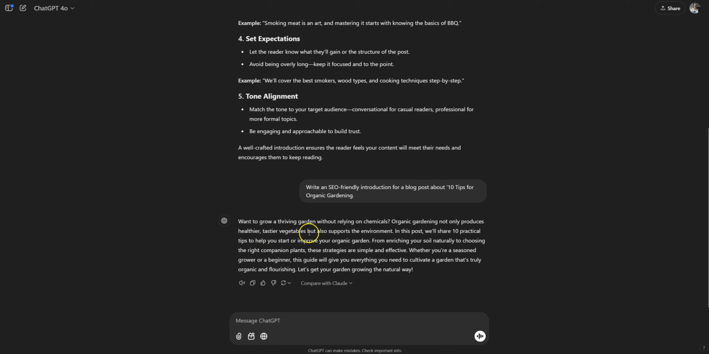Want to grow a thriving garden without relying on chemicals? Organic gardening not only produces healthier, tastier vegetables, but also supports the environment. Very good hook. I like that. So, in my opinion, that's solid.